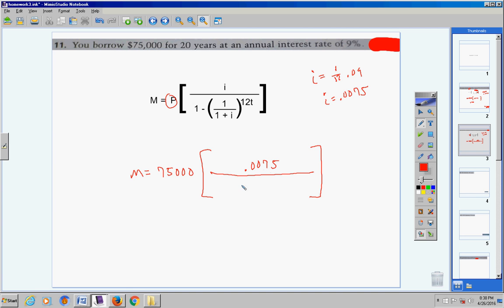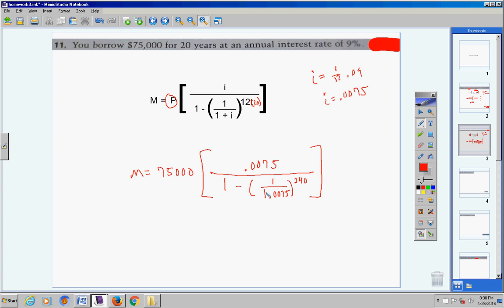So there's my I, 0.0075. Down here we have 1 minus 1 over 1 plus 0.0075. Now guys, 1 plus 0.0075 is 1.0075. And all of that to the 12t power. You're borrowing for 20 years, so 12 times 20 is 240.